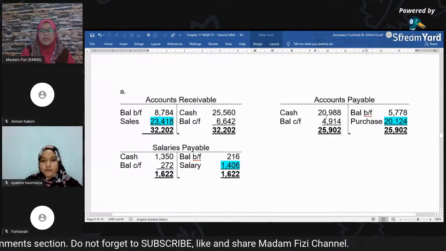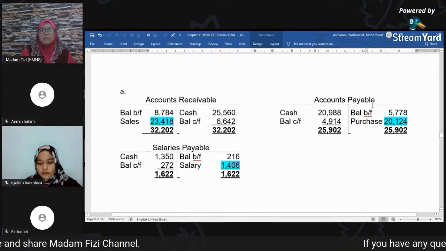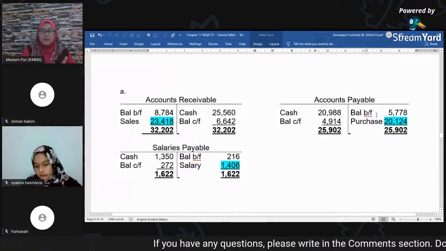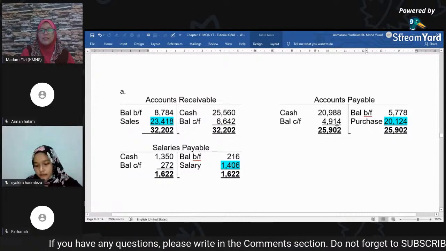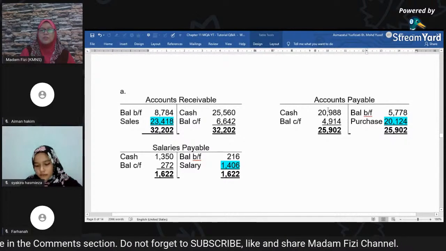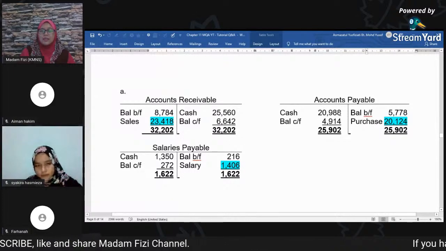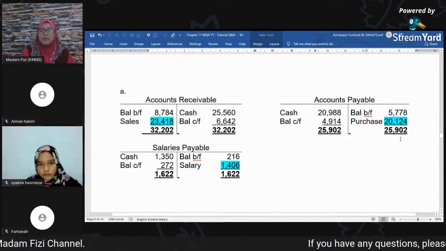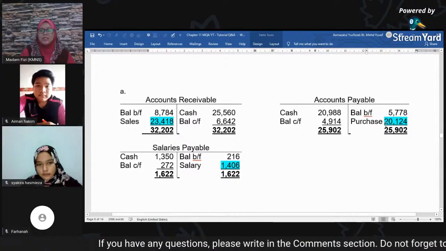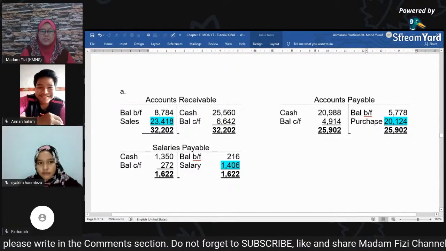And then accounts payable is a liability. So the balance brought forward is at the credit side and the balance carry forward is at the debit side. And then we also pay cash. So the cash is 20,988. Okay, so you balance the account left and right, 25,902. So you get the missing figure is 20,124. This is the credit purchase.